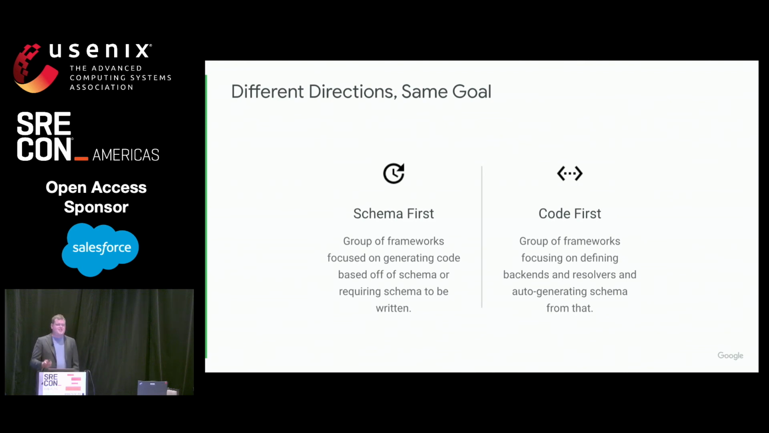Schema first is you write a schema, and then usually there's some sort of code generation that generates a server around that schema for you. Code first is you write a backend or some code, and then it generates a schema for you from that. Both camps have their opinions. I personally like schema first because I like thinking in API shape, but you know, you're going to run into both out there in the wild.